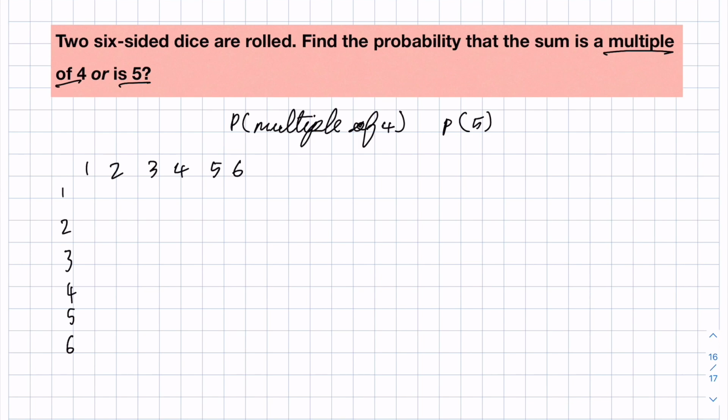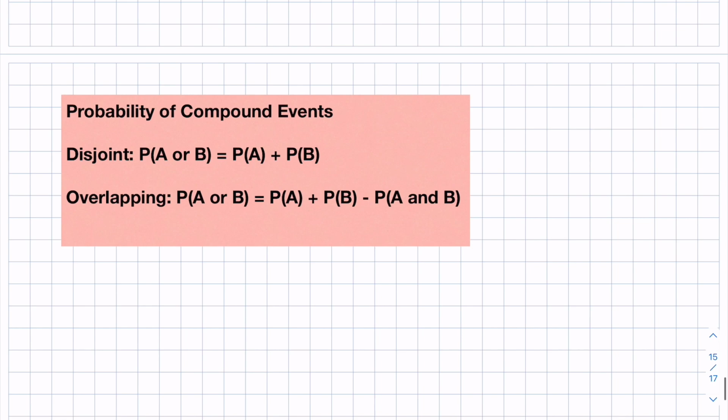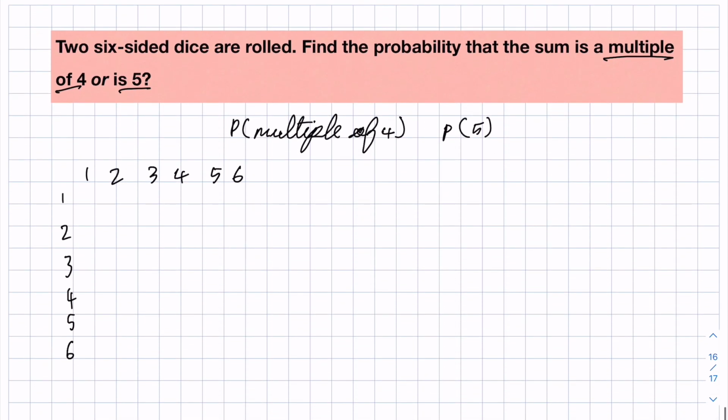And obviously, that is not possible because if it is 5, then how could it be a multiple of 4? Because 5 is not a multiple of 4. So this obviously is a disjoint probability, and we have to use this formula to solve it. There is no way any of these outcomes are in common with either of these probabilities.